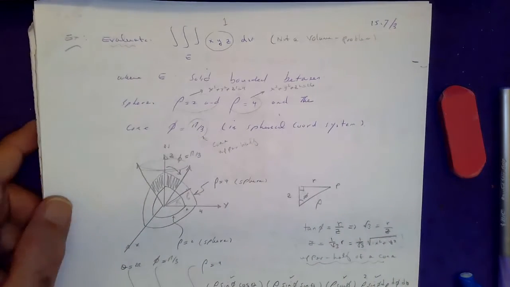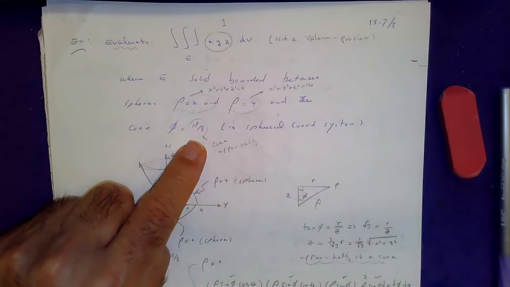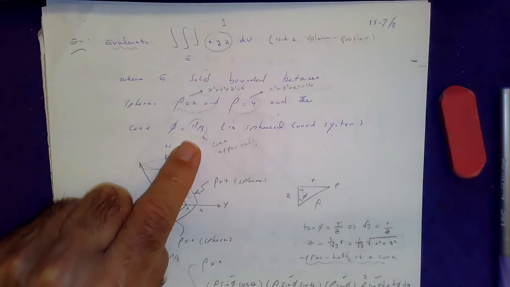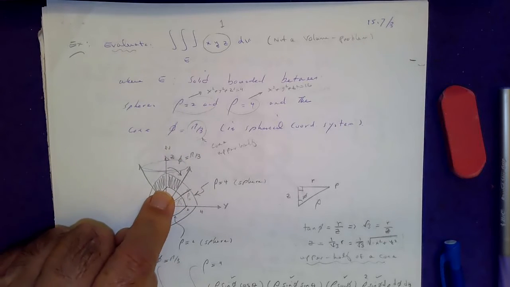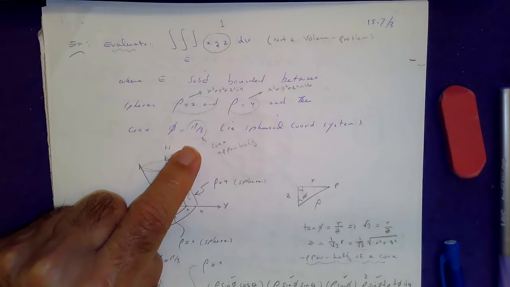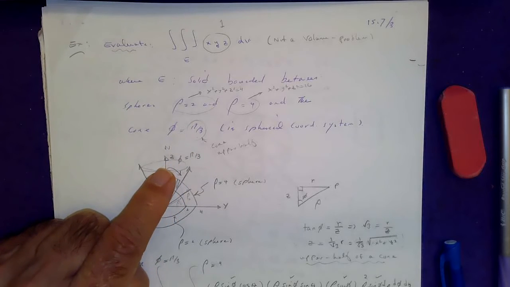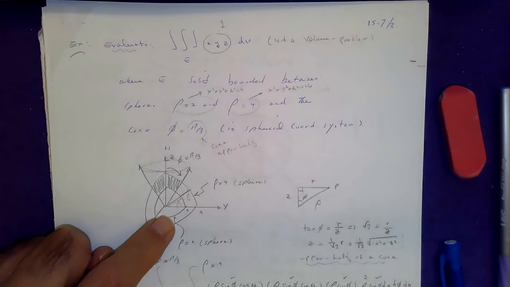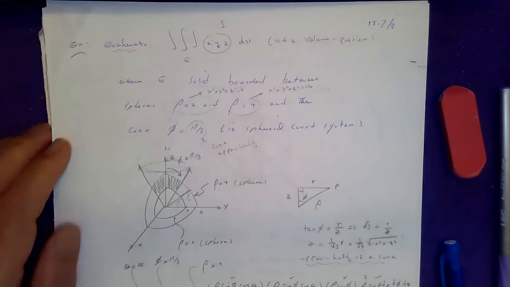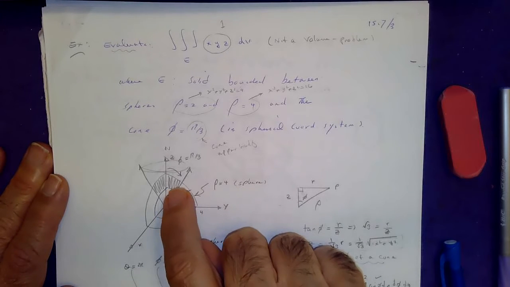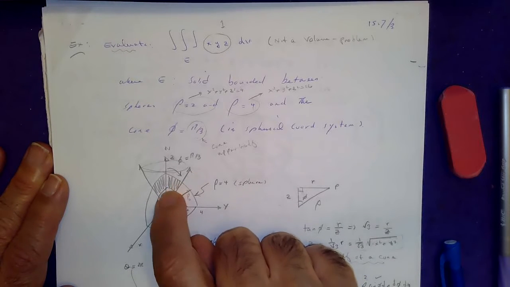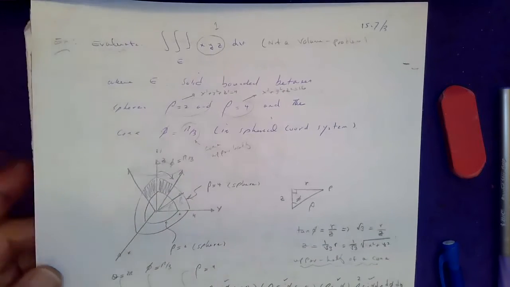Remember the way I know this is the upper half of a cone: when phi goes from 0 to pi over 2, but less than pi over 2, you get the upper half of a cone. At pi over 2, you are on the floor. Between pi over 2 and pi, you get the lower half of the cone. So here you get the upper half. So we are trapped between the cone and two spheres, correct?